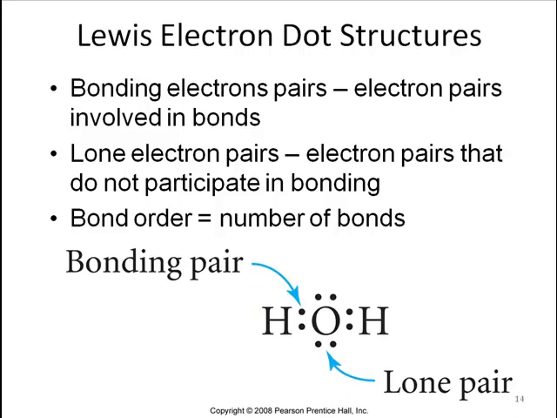The bond order is equal to the number of bonds. So here in water, that's a bonding pair. What about this one up here? What would that be called? Lone pair. What about this one down here? And that one? Lone pair. You gave me the answer. Perfect.